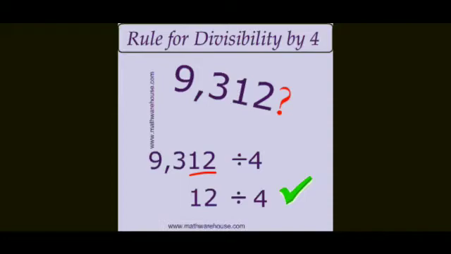In the digits you write, 12 can be divided by 4. So this number is divisible by 4. The spelling is D-I-V-I-S-I-B-L-E. Divisible by 4. Okay.